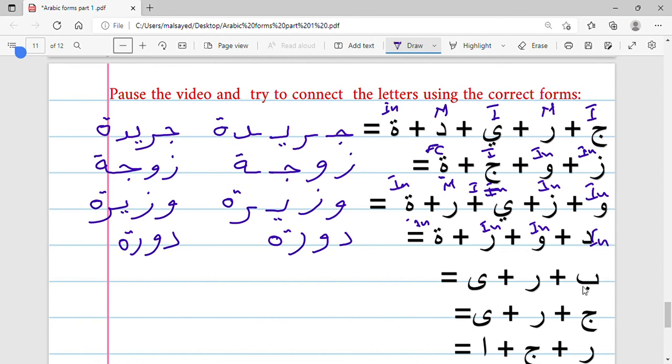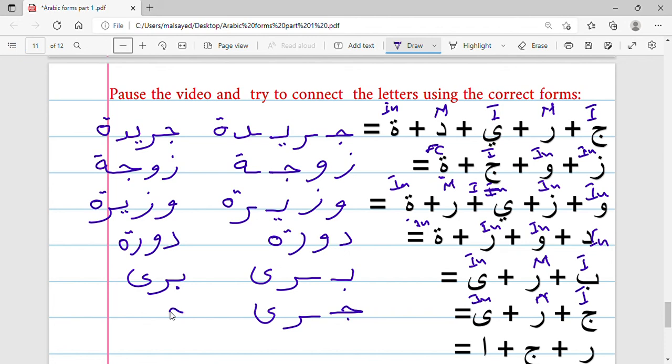Okay, here we have ba as the first letter, we choose the initial. Ra connects with before, we choose the middle. Ra doesn't connect with after, so we choose the independent form. So we have the initial form of the ba, the middle form of the ra, and the independent form of the broken alif. Now we have the jim as the initial letter. Ra connects with before, that means it's middle. Ra and the broken alif, ra doesn't connect with after, so it will be independent. The initial of the jim, the middle of the ra, and the independent of the broken alif.